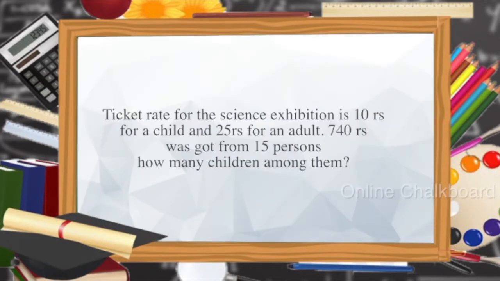Ticket rate for the science exhibition is 10 rupees for a child and 25 rupees for an adult. 740 rupees was got from 50 persons. How many children among them? Question is, how many children among them?